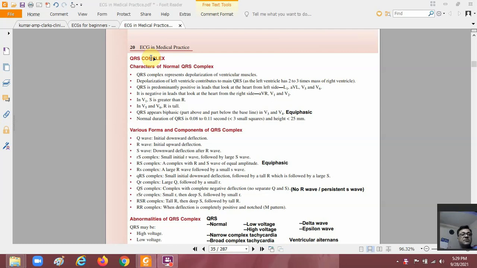This lesson is on the QRS complex. What is the normal QRS complex? The normal QRS complex represents ventricular depolarization, mainly left ventricular depolarization, because the left ventricle has 2 to 3 times more mass than the right ventricle.